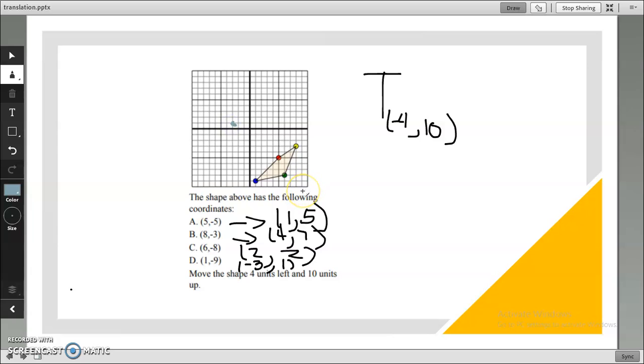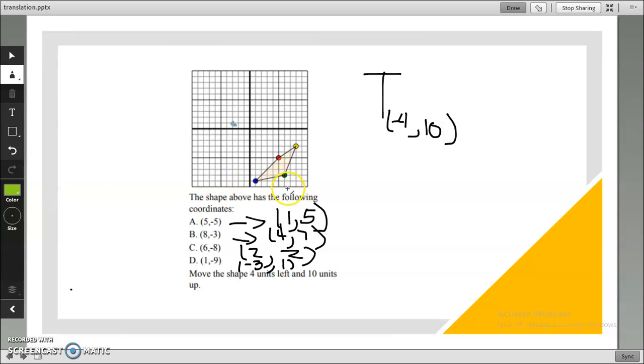Also, I can actually just count it out if you want to. So if I count over 1, 2, 3, 4, and up 10. 1, 2, 3, 4, 5, 6, 7, 8, 9, 10. A whole other way to do it, right? Let's see, the next one is the green one. We'll try to do the green one.